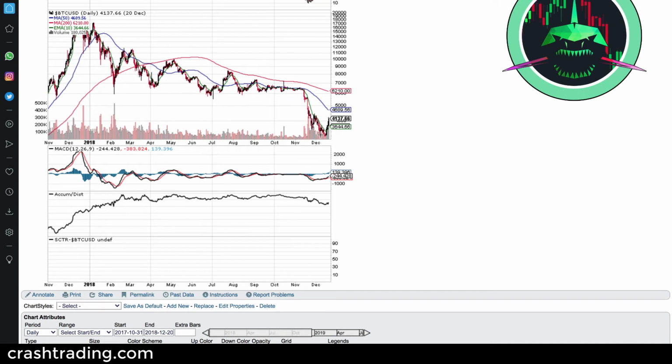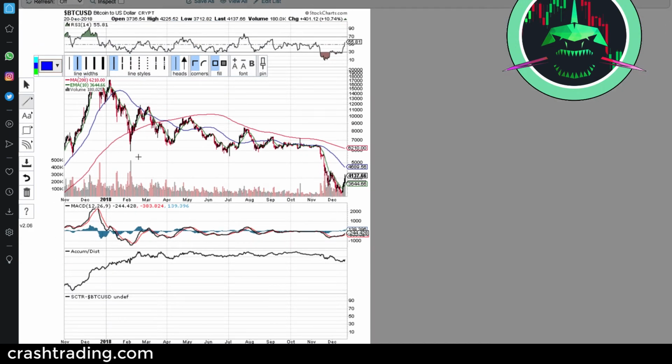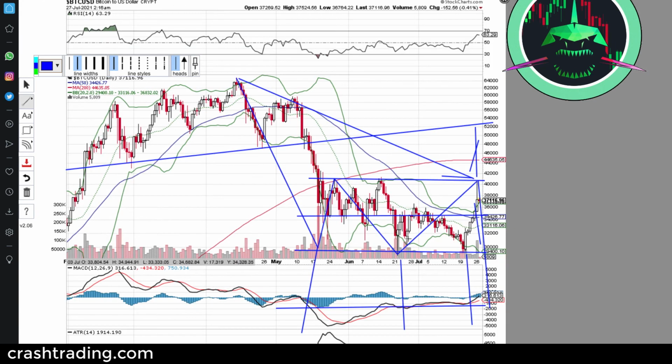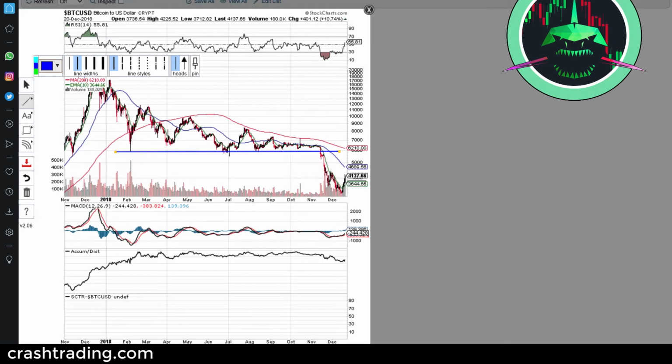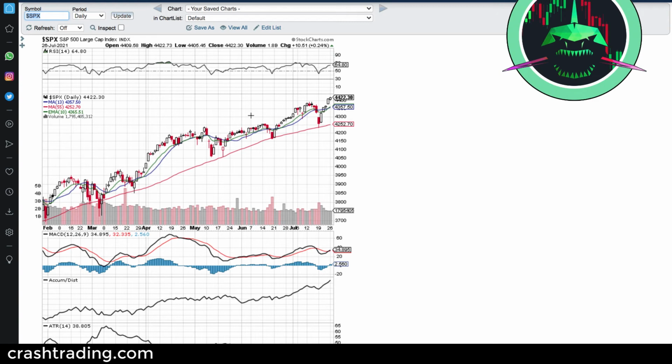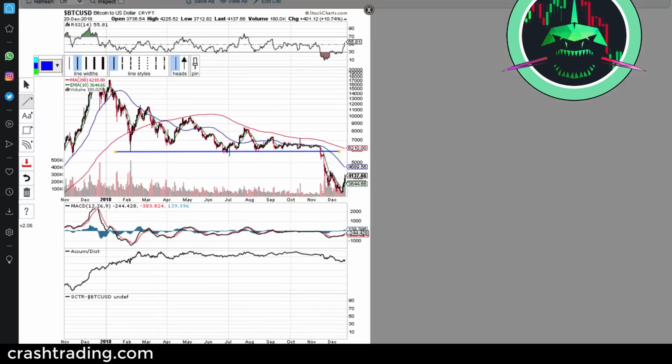Okay, and so the only way I would see this scenario actually playing out, right? And once again, this is if it copied the 2017, 2018 scenario. It doesn't have to happen like this, but I'm showing you what it would take for this to happen. And that's if we enter a major corrective phase within the S&P 500. That's how I see that happening, okay?